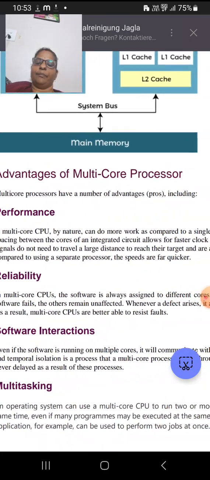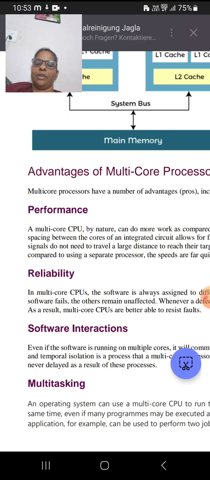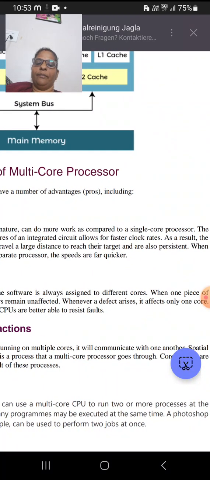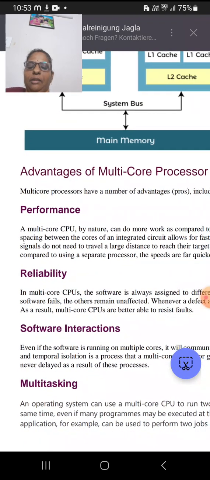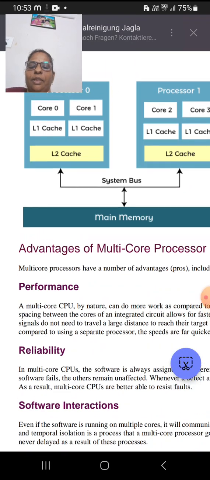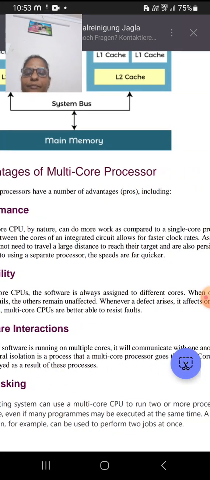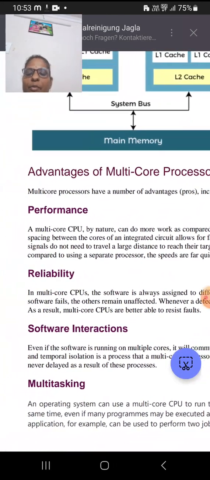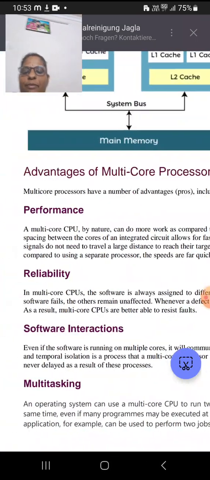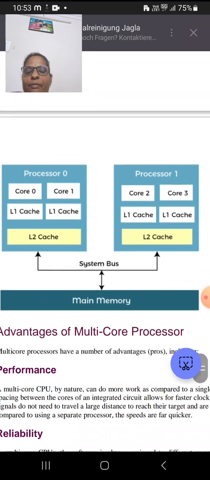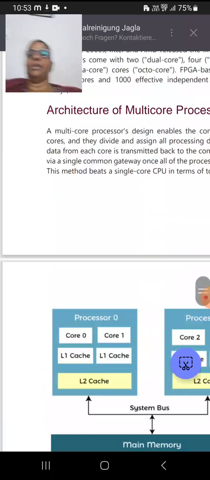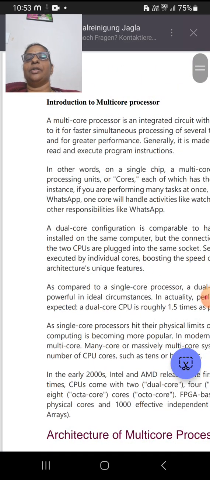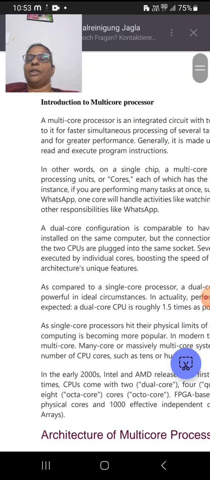Multitasking: an operating system can use a multi-core CPU to run two or more processes at the same time, even if many programs are executed at the same time. A Photoshop application, for example, can be used to perform two jobs at a time. These are all the advantages and instructions for the multi-core processor.